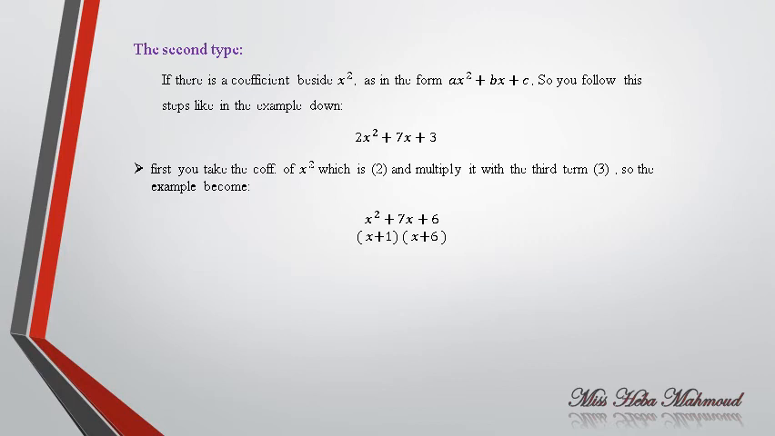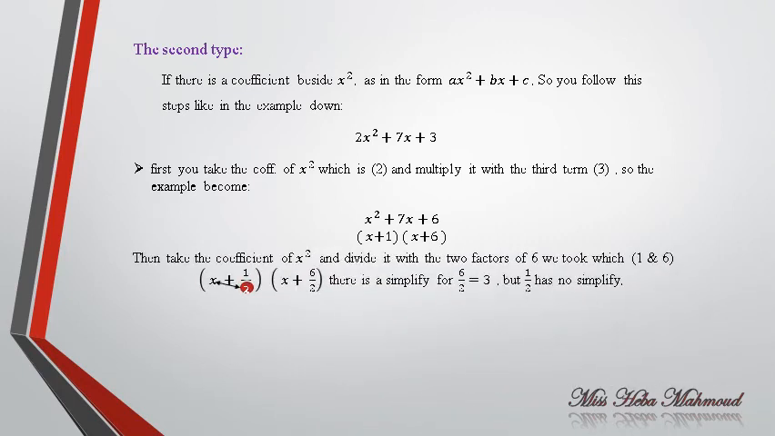Is the example finished here? No. Then you have to divide the two factors that you took by the coefficient of x power 2 in the example, which is 2. Don't forget that you take this coefficient. So you will write x plus 1 over 2 and x plus 6 over 2. And then simplify. 1 over 2 has no simplification, but 6 over 2 simplifies to 3. We can't write a fraction in the factorization, so we take the denominator and write it beside the x. So it will be 2x plus 1 and x plus 3.